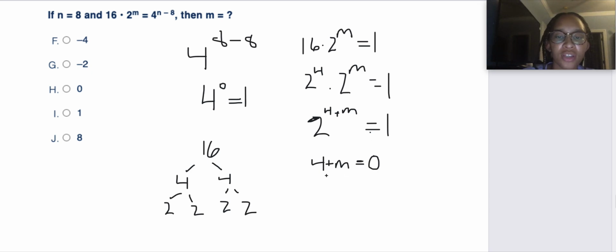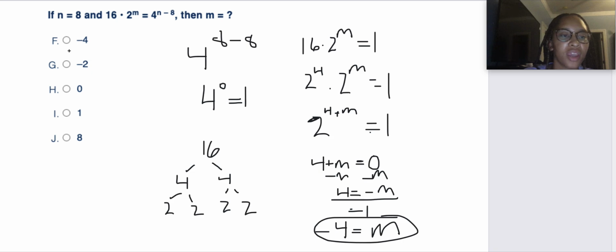So of course we can subtract m from both sides, and we'll get negative m equals 4. And then we can divide the whole thing by negative 1. 4 divided by negative 1 is going to be negative 4, and negative m divided by negative 1 is going to be m. So that means negative 4 equals m, and that's going to be the answer.